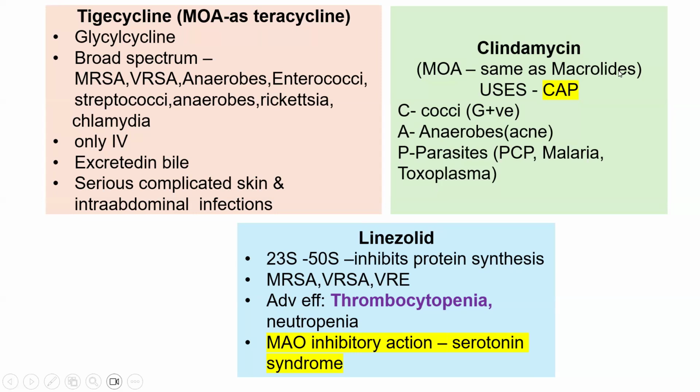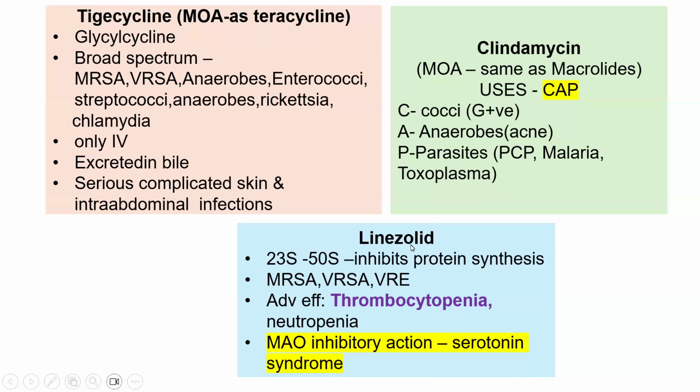Clindamycin, mechanism of action, same as macrolides, binds to 50S and inhibits the final step, translocation. Uses, remember, CAP is the mnemonic: gram-positive cocci, anaerobes, and P for parasites. Mainly Pneumocystis carinii pneumonia, malaria, and toxoplasma, it is used. P is nothing but Pneumocystis carinii pneumonia.